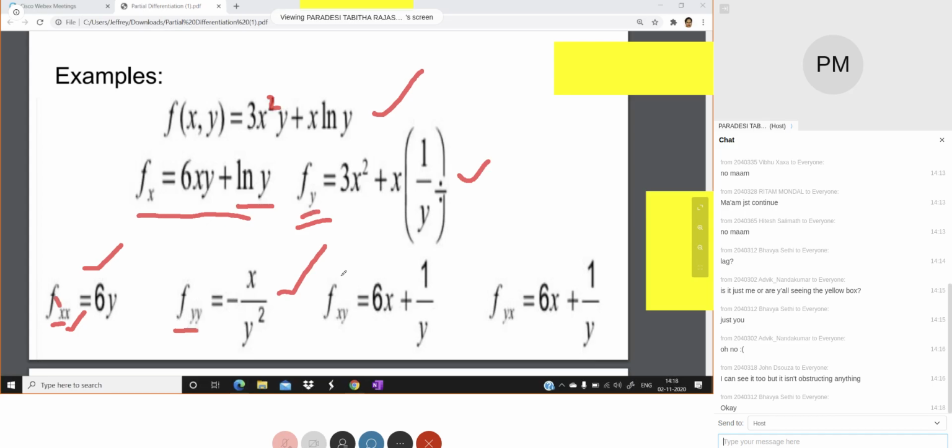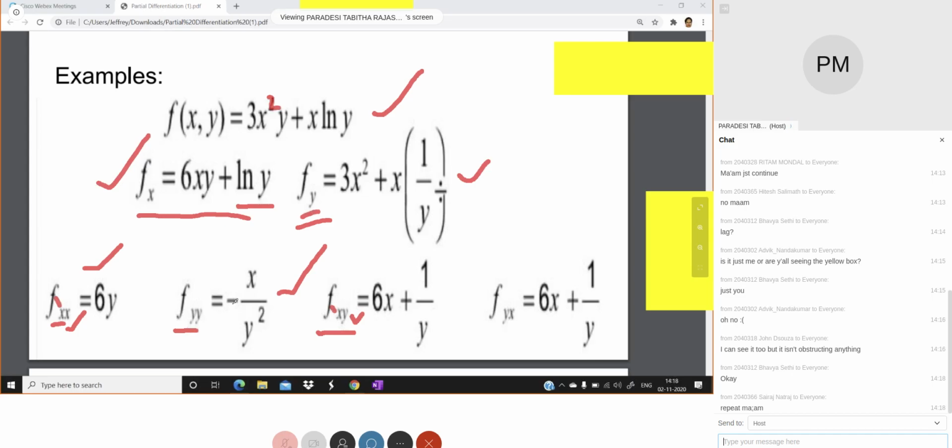Now we want to get the fxy term. So we decided we differentiate fx with respect to y. So go to fx, differentiate this with respect to y. Look at the first term. Derivative of y is 1 and 6x is a constant. So that's why you got your 6x term. And derivative of log y with respect to y is 1 by y. So this is the derivative of fx with respect to y.